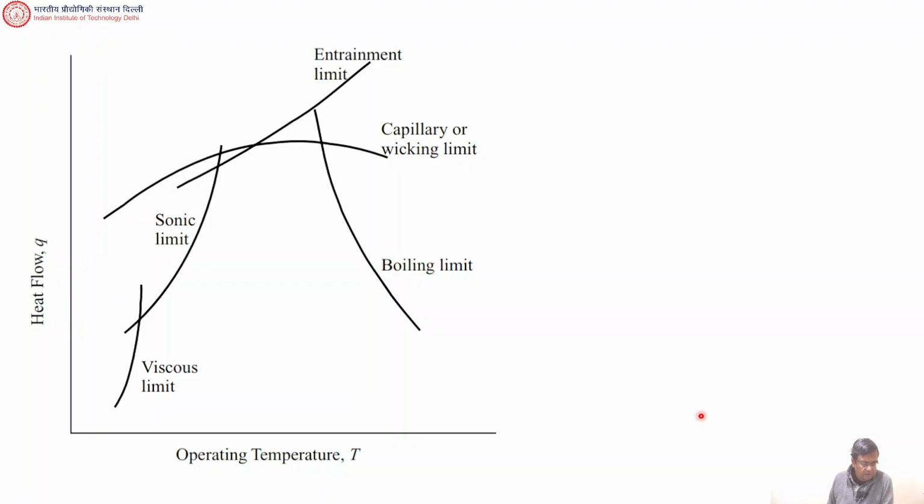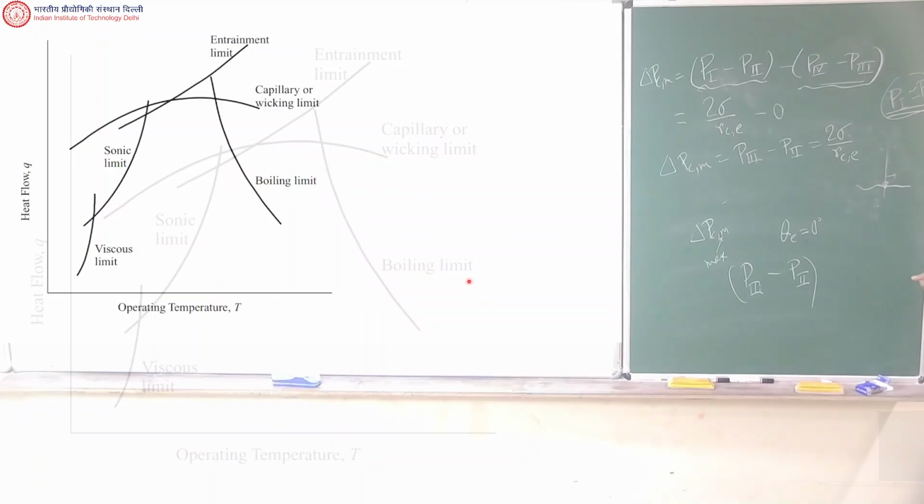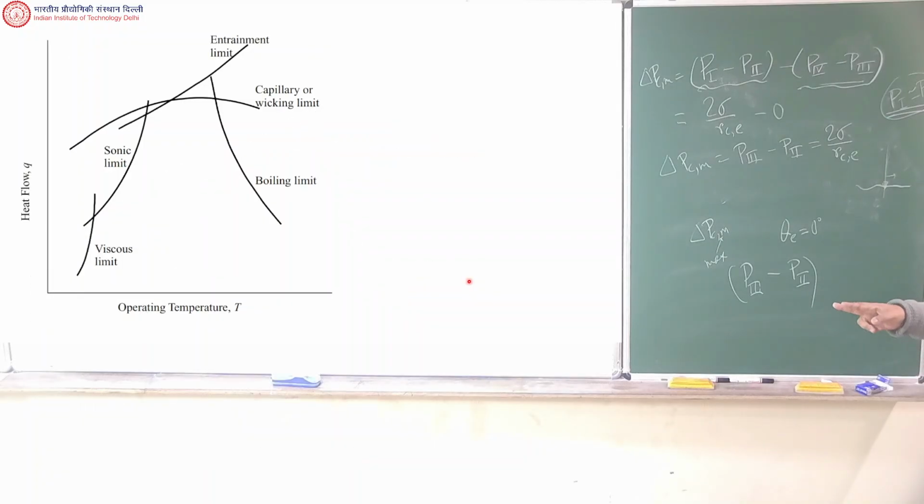And this is a qualitative plot of these various limits at different temperatures. Qualitative because there are no numbers on the axes, right? So it tells you how the boiling limit will look. How are we showing the limits?